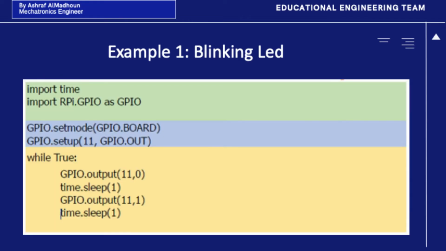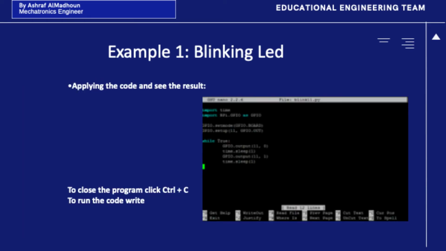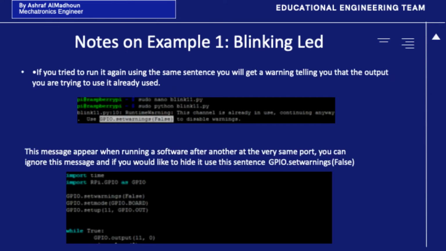So for example 1, we have the blinking LED. We have this coding here for our Raspberry Pi. So applying the code and seeing the result. To close a program, press Ctrl+C. If you try to run it again using the same command, you will get a warning telling you that the output you are trying to use is already in use. This message appears when running a software after another on the very same port. You can ignore this message, and if you would like to hide it, use this sentence.